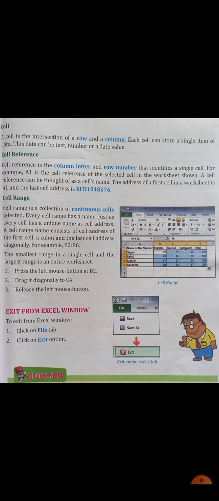Now comes cell reference. What is cell reference? Cell reference is the column letter and row number that identifies a single cell. For example, A1 is the cell reference of the selected cell in the worksheet shown. A cell reference can be thought of as a cell's name. The address of the first cell in a worksheet is A1, and the last cell address is XFD1048576. So cell reference helps us understand which cell you are working on.